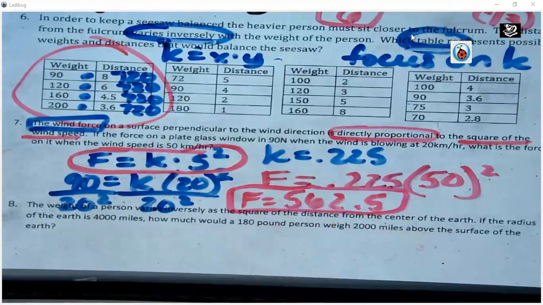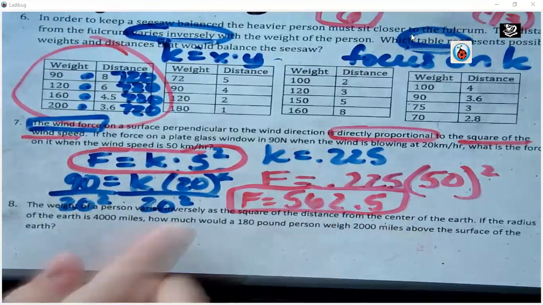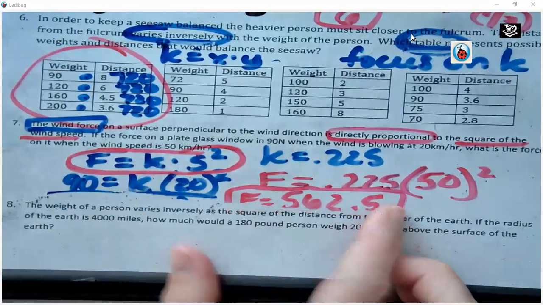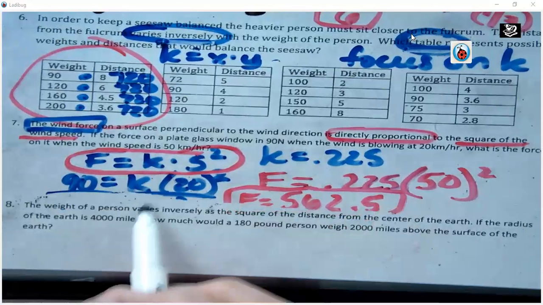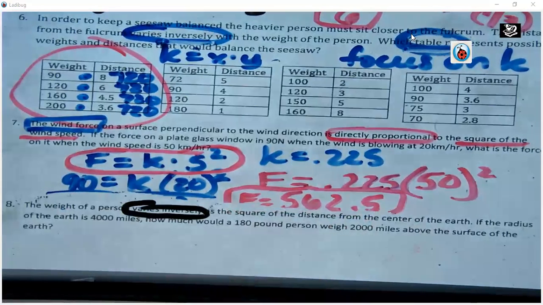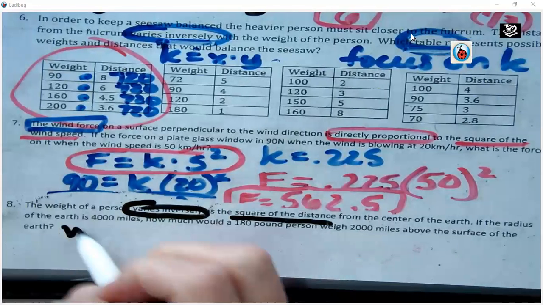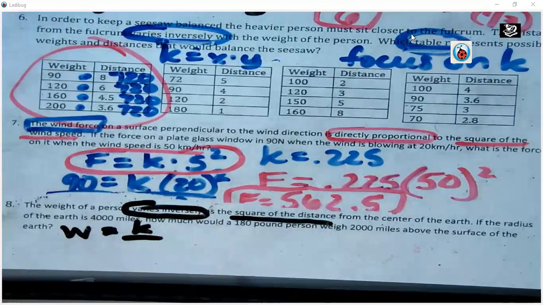All right, the weight of a person varies inversely as the square of the distance from the center of the earth. If the radius of the earth is 4,000 miles, how much would a 180 pound person weigh 2,000 miles above the surface of the earth? What's important on this one? It varies inversely. Good. What else is important? Square of the distance. So the weight varies inversely, so that would be K over the square of the distance.